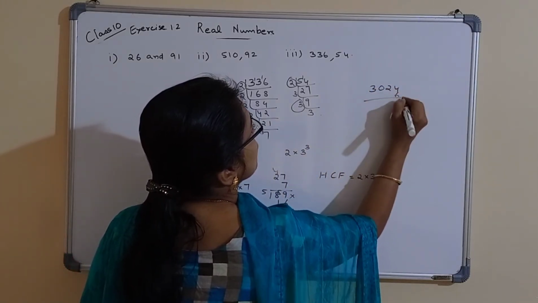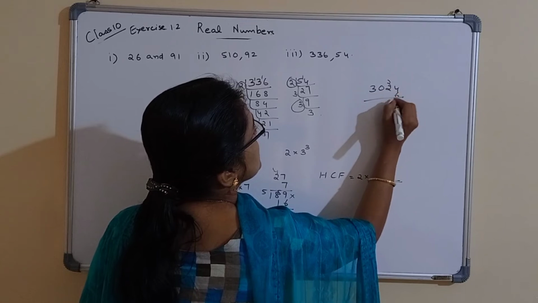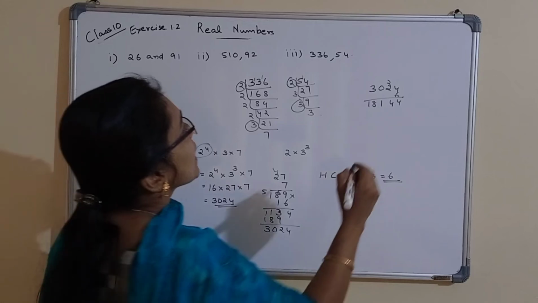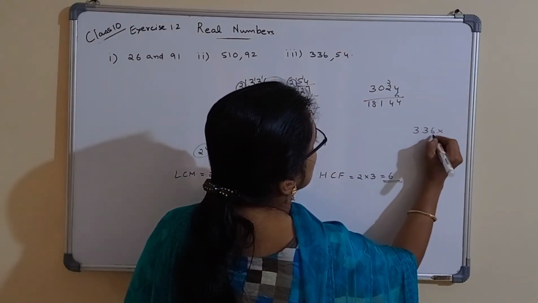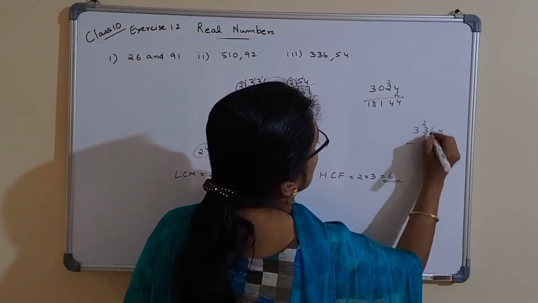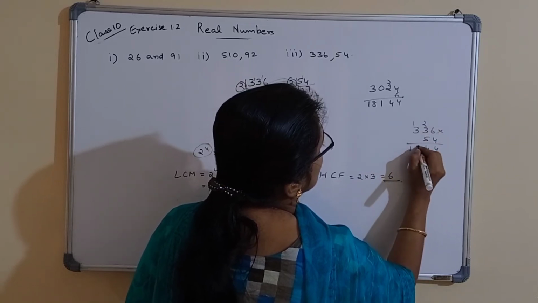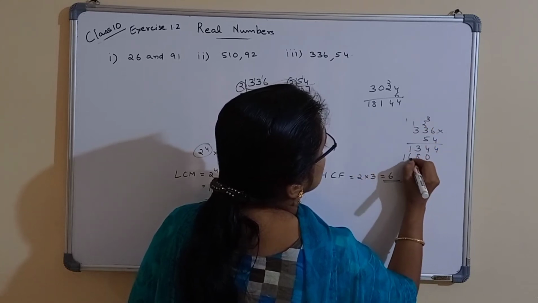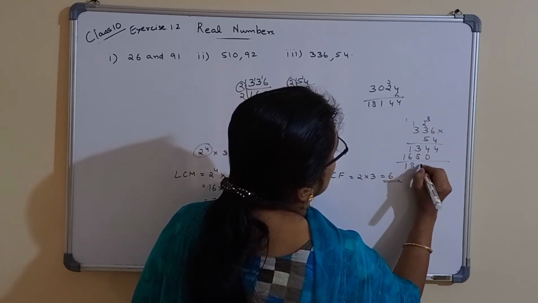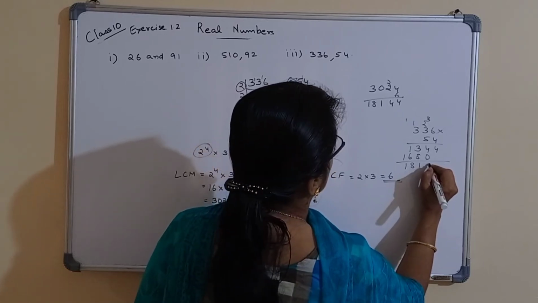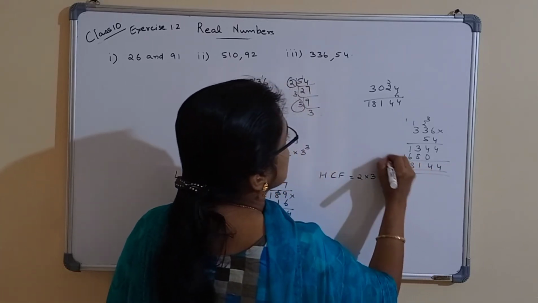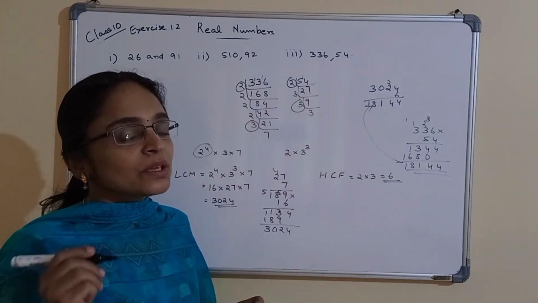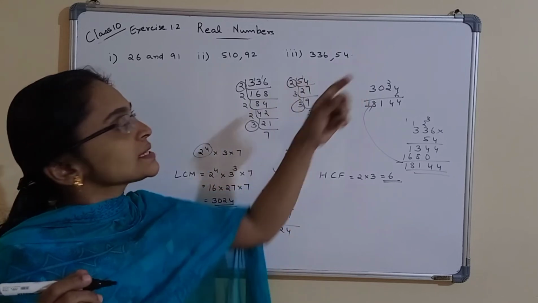3024 into 6. 4 6s are 24. 2 6s are 12. 12 plus 2 is 14. 18144. And 336 into 54 is 18144, which is the same as this. So we have verified that LCM into HCF is equal to the product of these numbers.